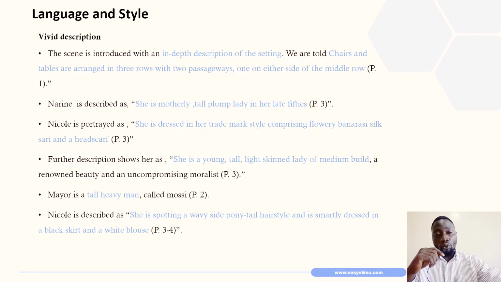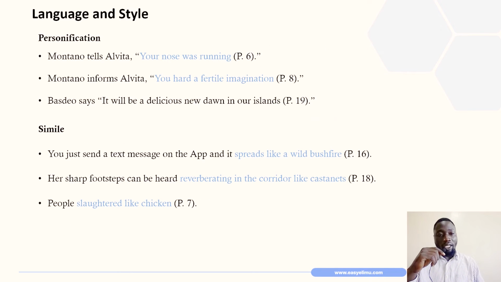Remember, first we talked about Nareen by saying that she is described as a motherly, tall, plump lady in her late 50s. And again, the dressing code is also described in detail. So the next item that we have, dear students, is personification.